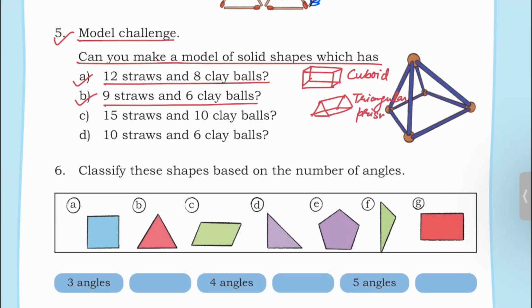Next, C. 15 straws and 10 clay balls. You can make a pentagonal prism like this. For this, you will need 15 straws and 10 clay balls.